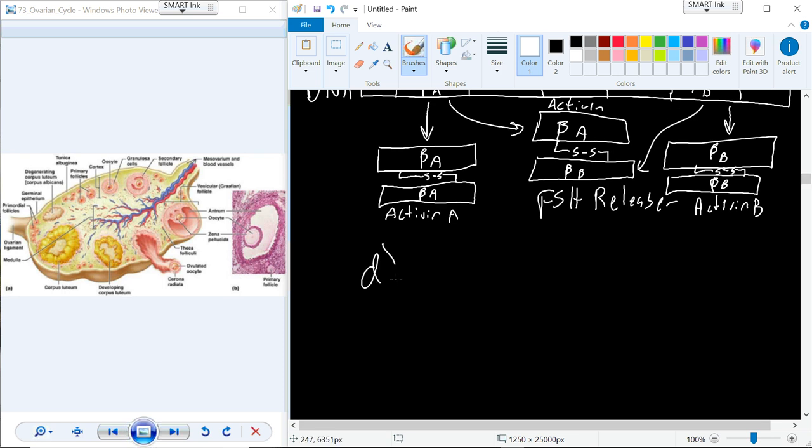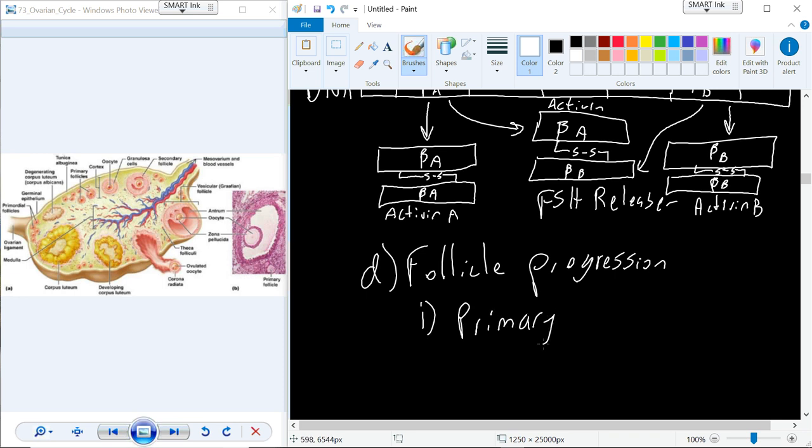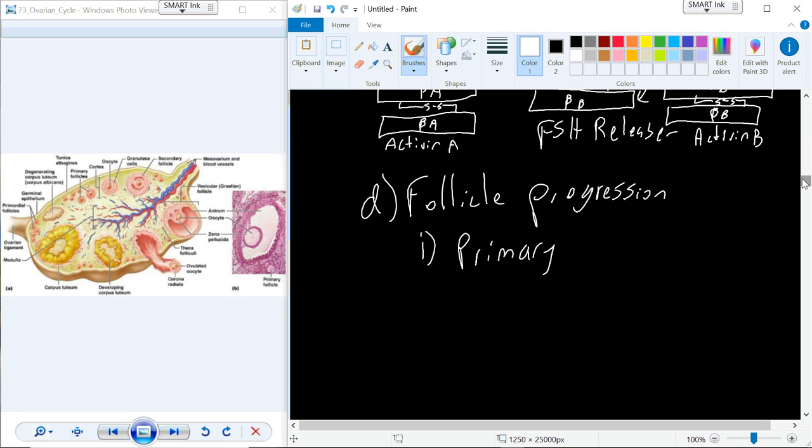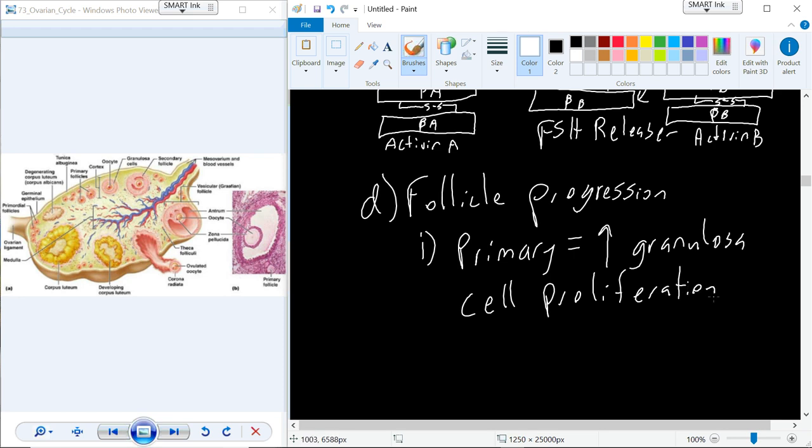Okay. So how does this all fit into follicle progression? During the primary follicle stage, this is kind of our beginning stage, primordial to primary, one of the things that is experienced is an increase in granulosa cell proliferation.